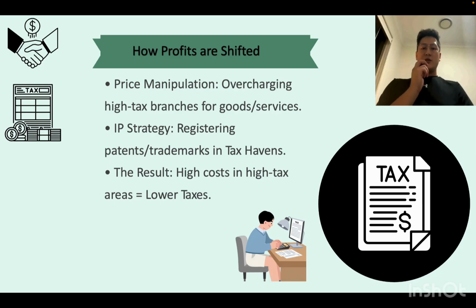Companies register their patents or trademarks in tax havens. Then the branches in other countries must pay massive royalties or fees to use them. The result is always the same. High costs in high tax areas equal lower taxes for the company. This keeps more money in the company's pockets and away from the government.